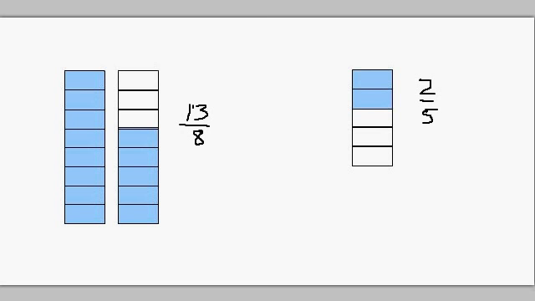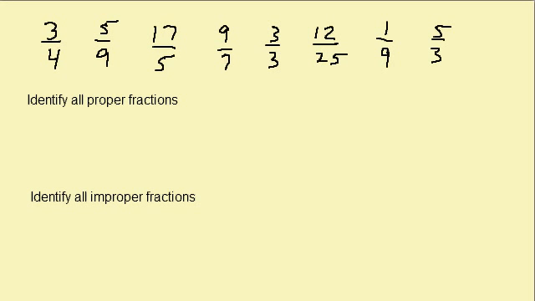Alright, let's look at identifying fractions as proper or improper. Now, a proper fraction is when the numerator is less than the denominator, and an improper fraction is when the numerator is greater than or equal to the denominator. So let's identify all of the proper fractions.